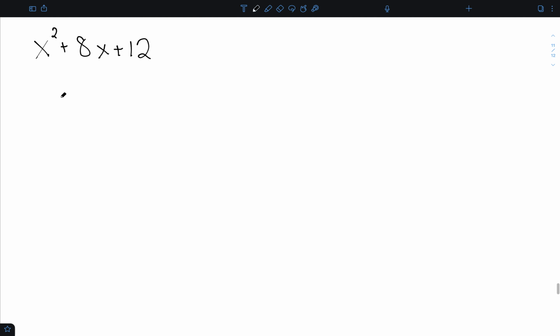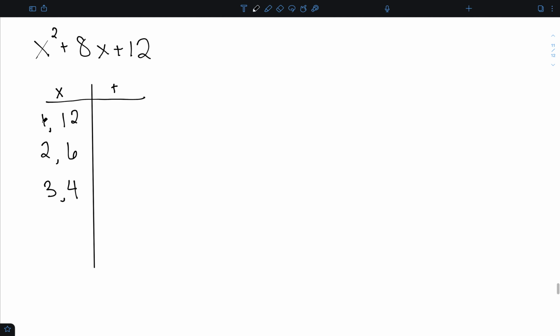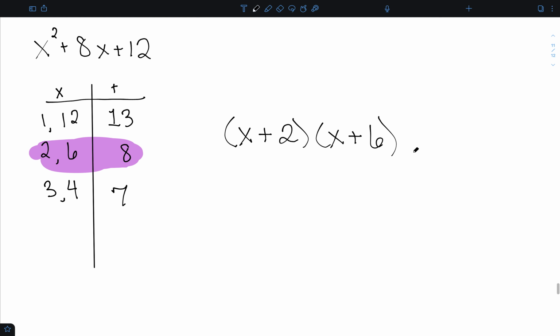Let's start with x squared plus 8x plus 12. So I need numbers that multiply to be 12 and add to be 8. And so I'm going to make a table of all the things that multiply to be 12. 1 times 12, 2 times 6, and 3 times 4. 1 plus 12 is 13, 2 plus 6 is 8, and 3 plus 4 is 7. And since my middle term is 8, I get 2 and 6. So this factors into x plus 2, x plus 6.